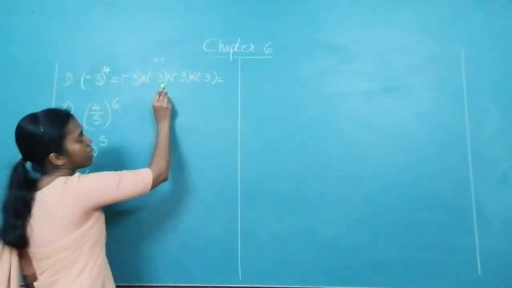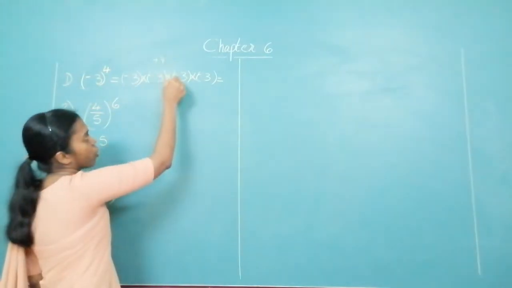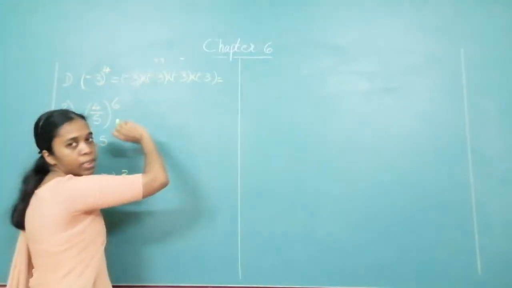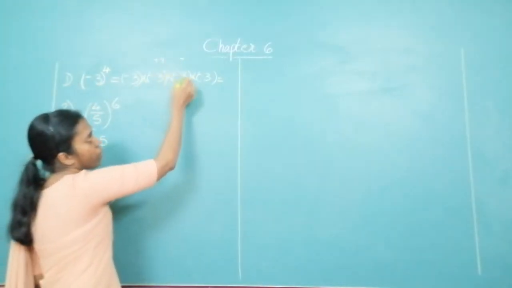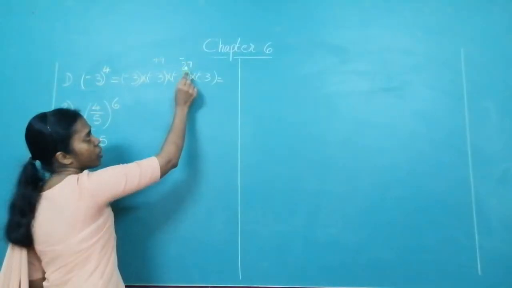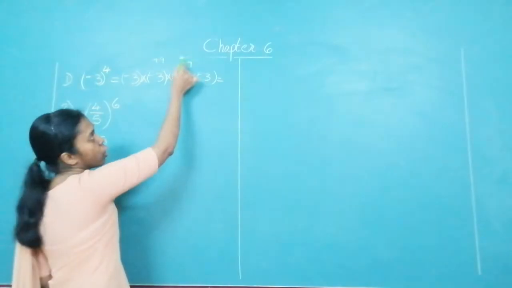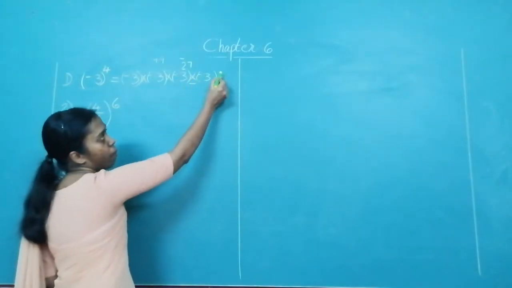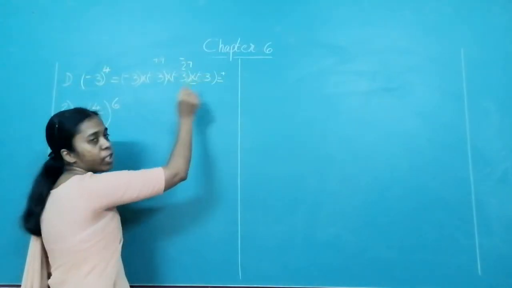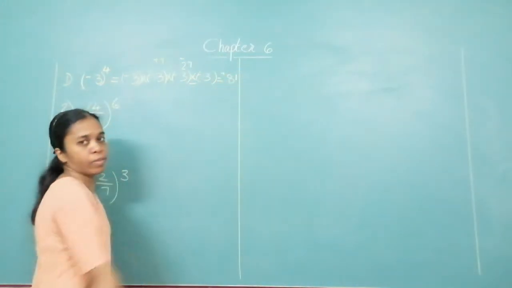Plus 9 multiplied with minus 3. Plus into minus becomes minus. 3 into 9, 27. So you got minus 27. Again multiplied with minus 3. So minus and minus become plus. 27 into 3, that is 81.